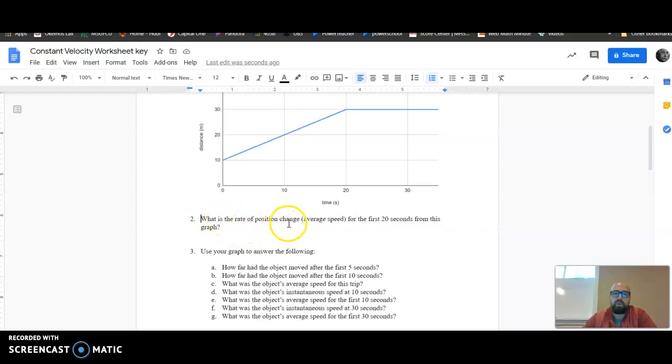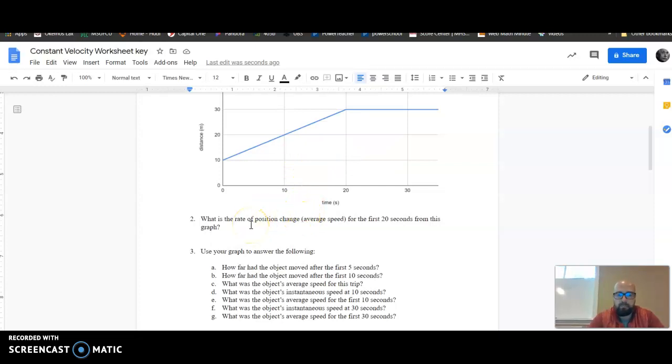It says, what is the rate of position change for the first 20 seconds from this graph? What that's really asking, rate of position change, is just a fancy way of saying average speed. We also know by this point that the average speed from a distance time graph is equal to the slope of this line. So I can think of the slope, or the position change here: the change in y over change in x.